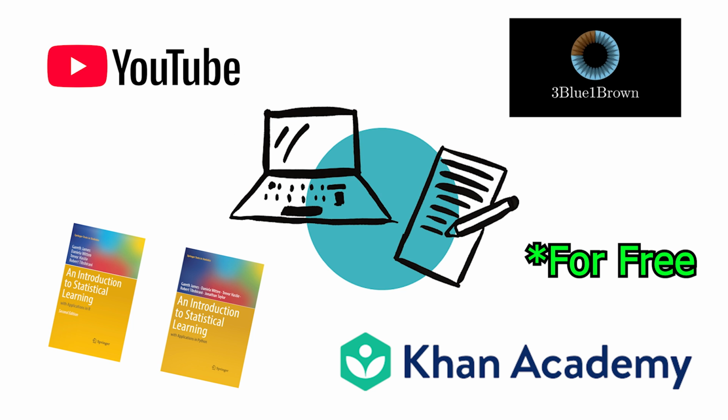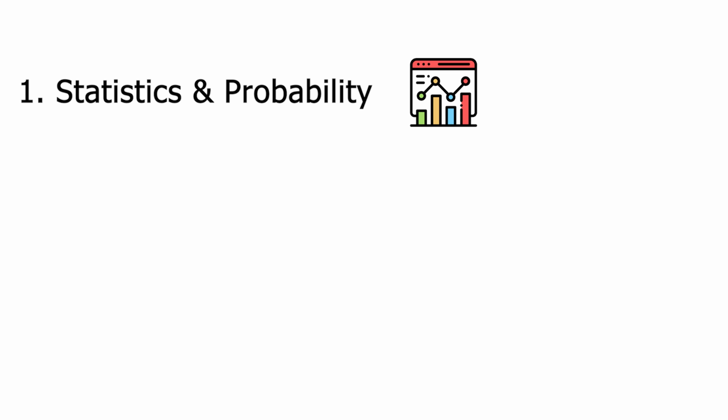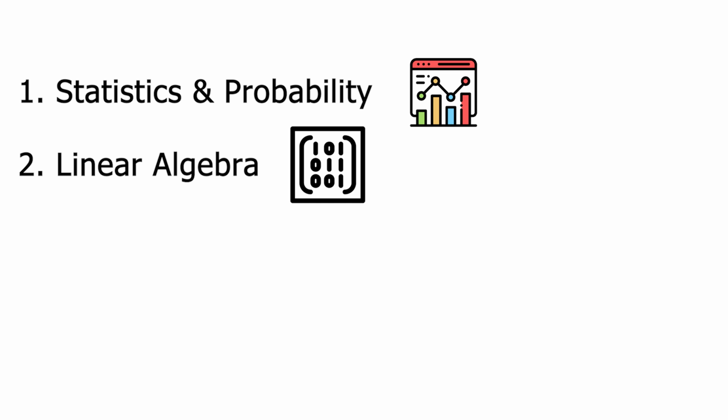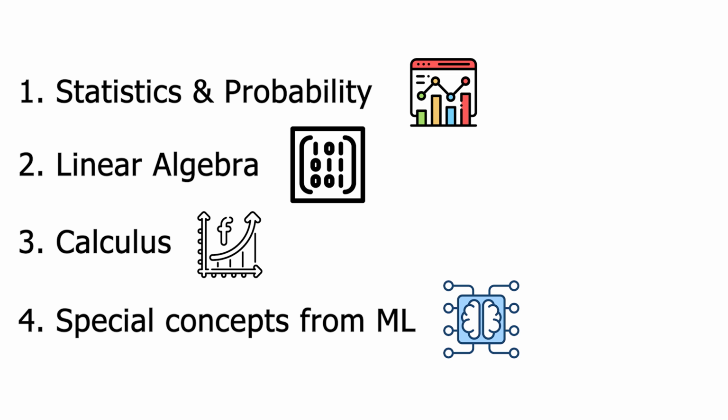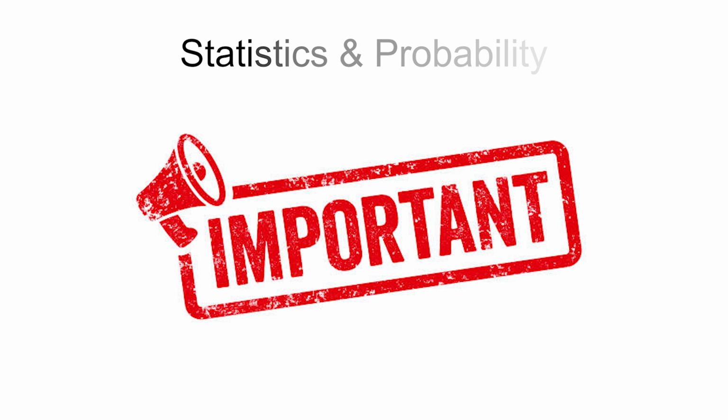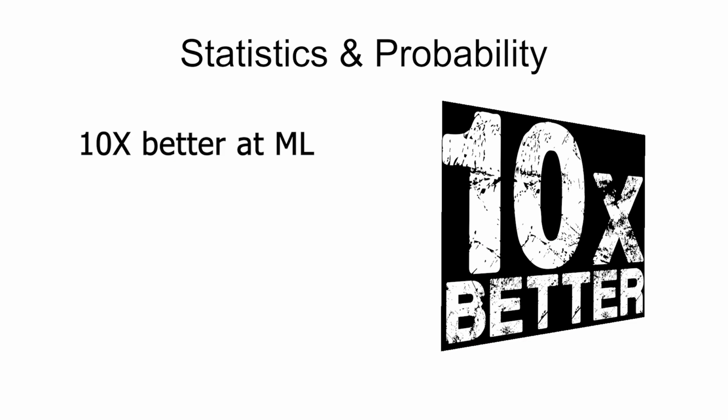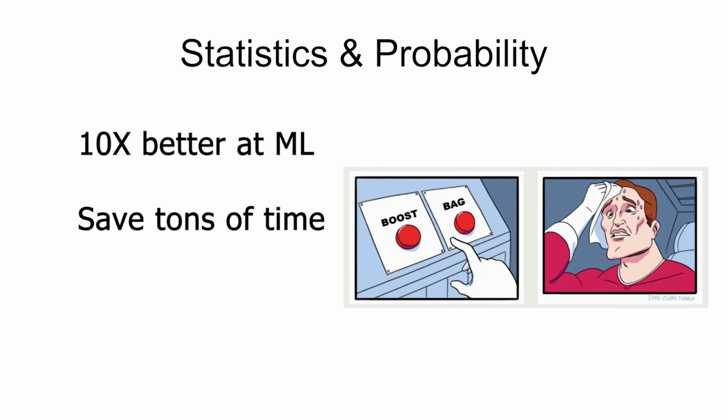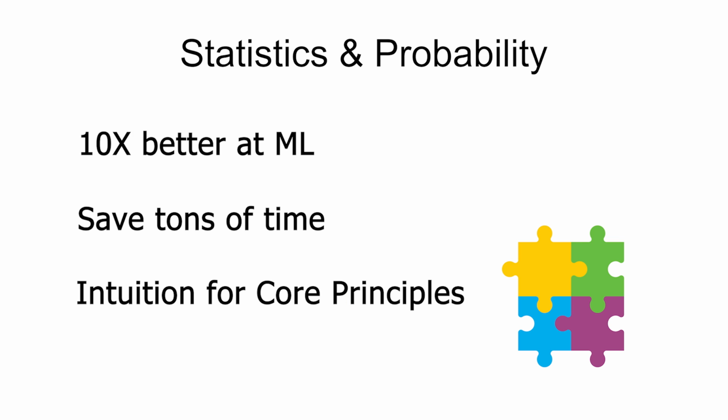The most important mathematical branches for machine learning, in my opinion, are, in order of importance: statistics and probability, linear algebra, in particular if you want to get into neural networks, calculus, and a few special concepts from machine learning. I believe that statistics is the most important branch because having a really good grasp on statistics will instantly make you 10 times better at machine learning and save you a ton of time by not picking the wrong algorithms for your problem. This does not mean that you need to know all of statistics, but that you get a good understanding and intuition for some core principles and ideas.